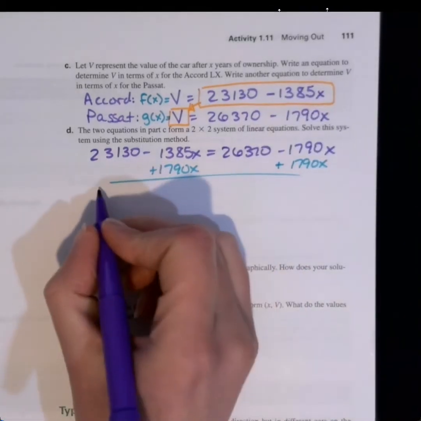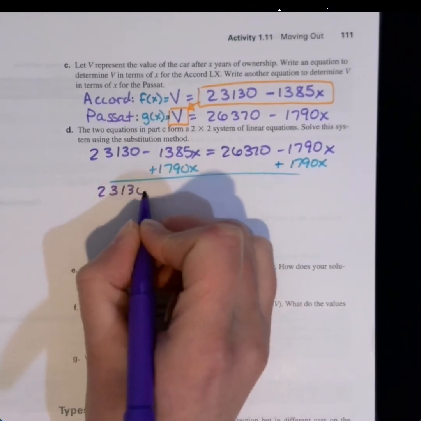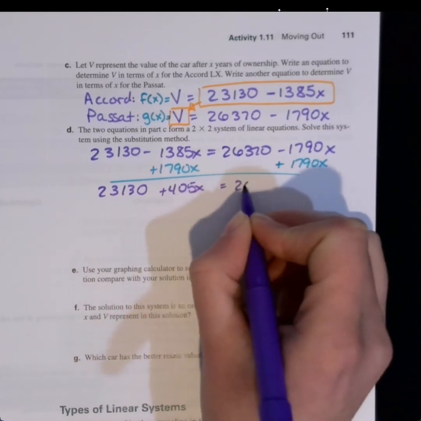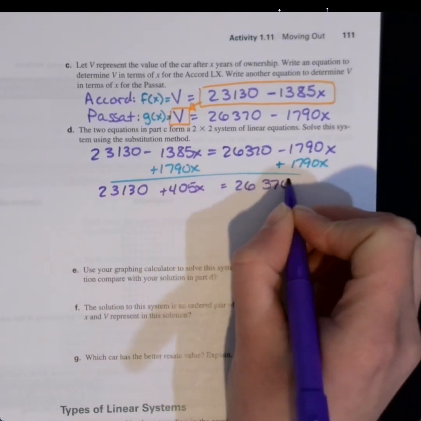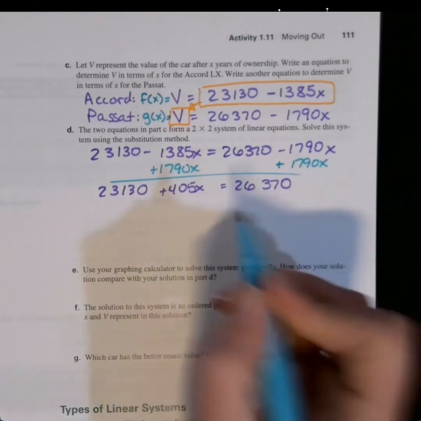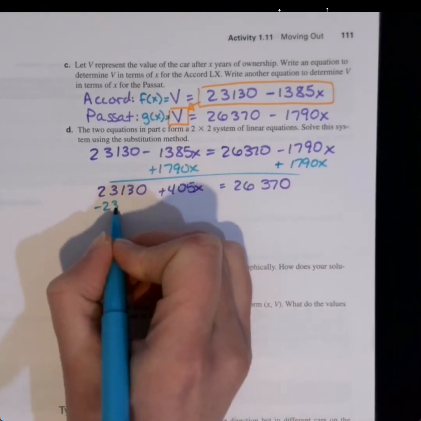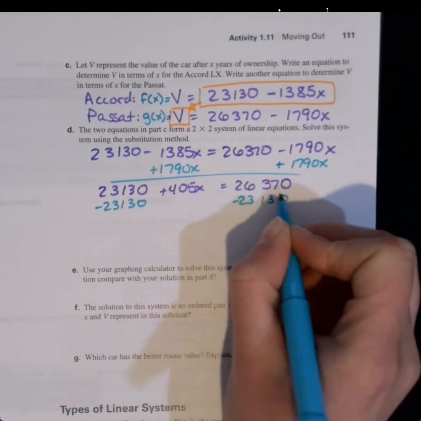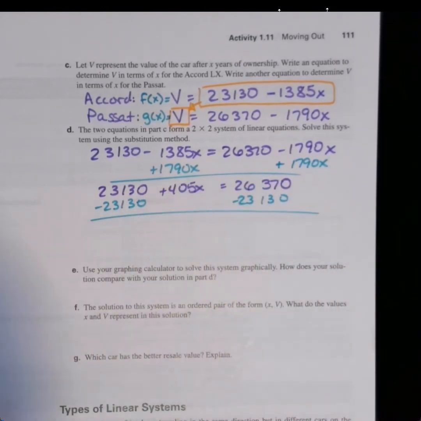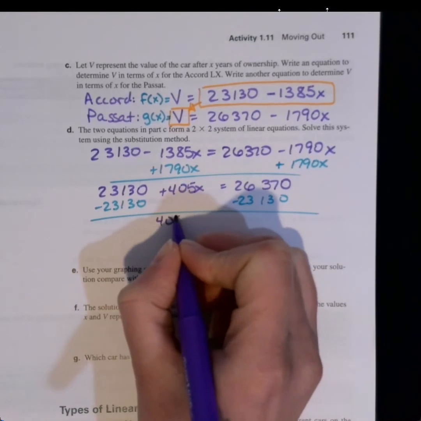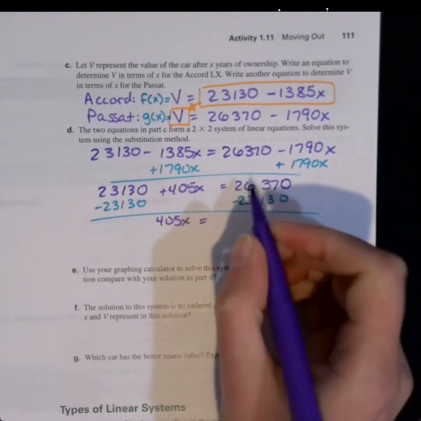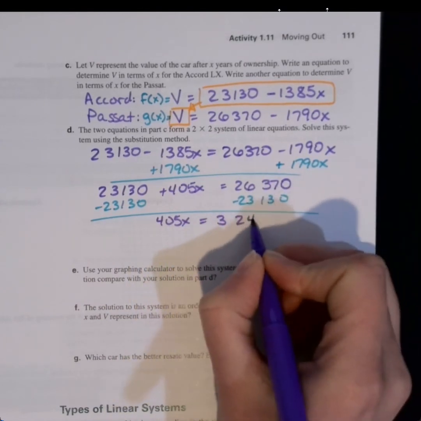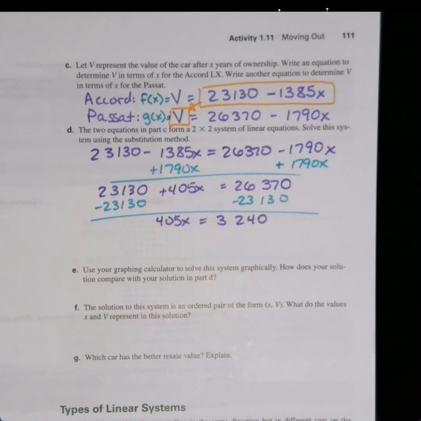So I will have 23,130 plus 405x equals 26,370. And continuing, trying to get x by itself, I've got to get rid of this constant, move it to the other side. So we're going to subtract the 23,130. So our 405x will be by itself, and we will have 3,240 when we finish that subtraction.